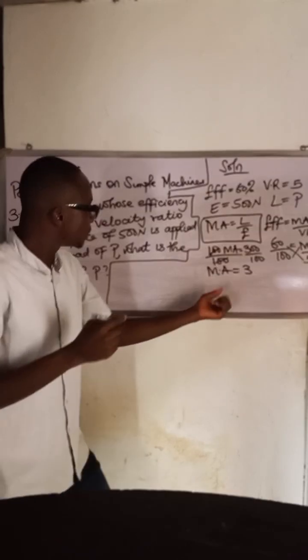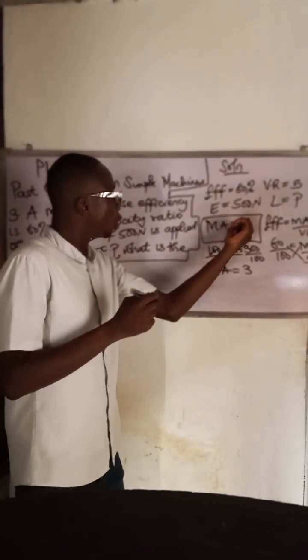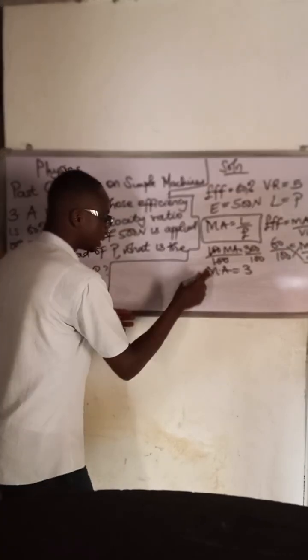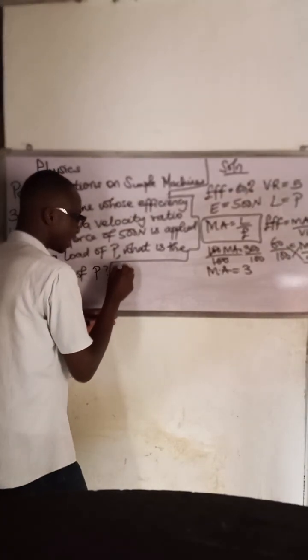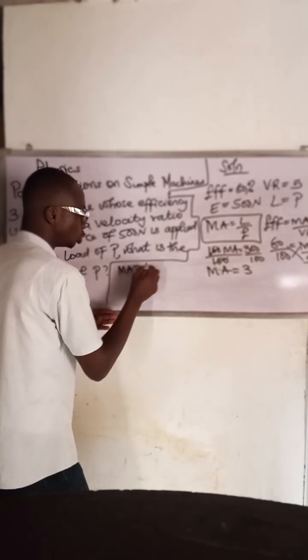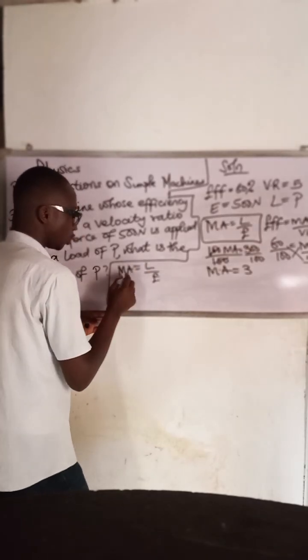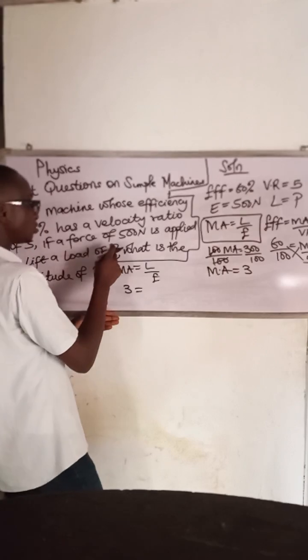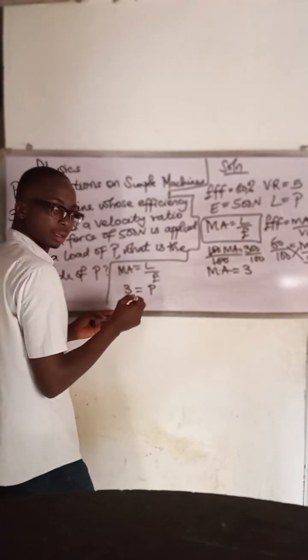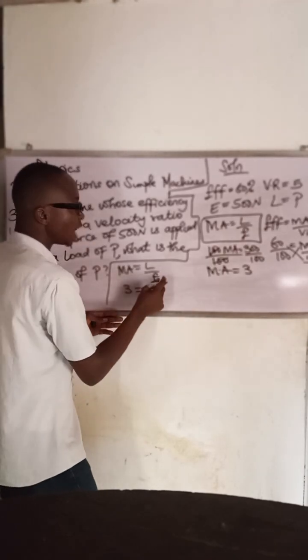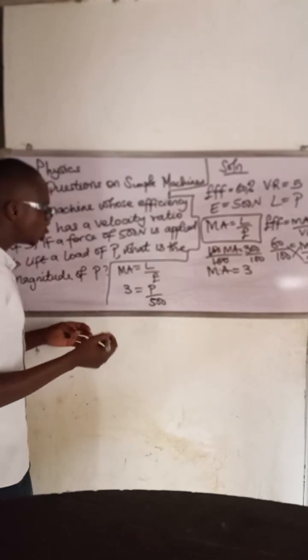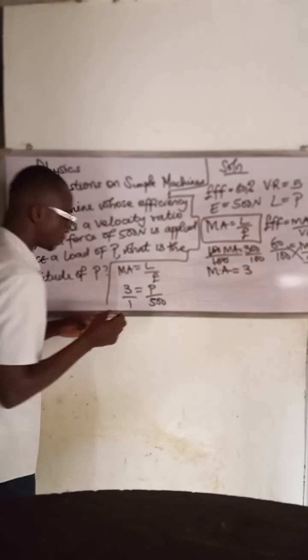So since we've gotten the mechanical advantage, we can calculate for the value of the load, which is P. Alright? So I'll bring it here. Mechanical advantage is equal to load over effort. What's the mechanical advantage? 3 is equal to, what's the load? From the question, they gave us the load to be P. Please follow me. Is equal to the effort, which is 500.